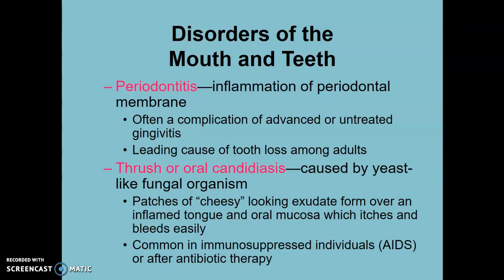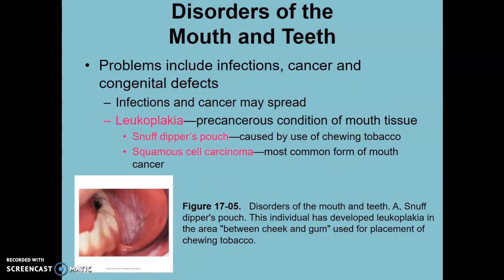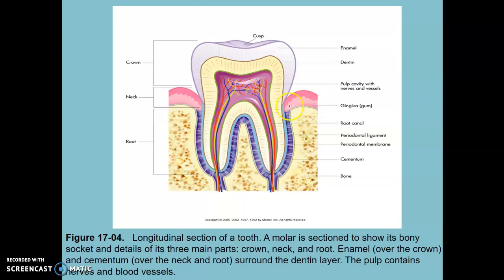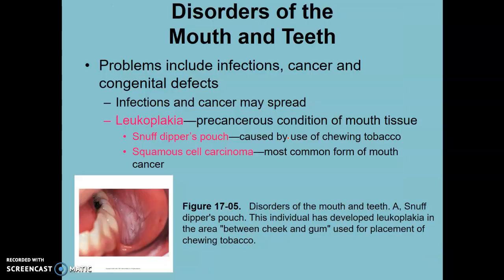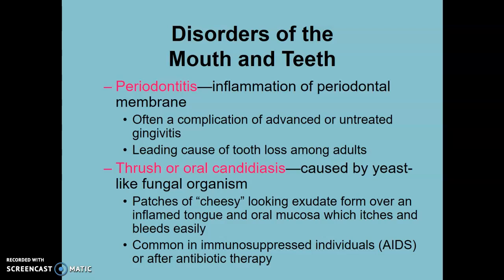Other disorders of the mouth: periodontitis is the inflammation of that periodontal membrane. So here's the gingiva. The periodontal ligament, the periodontal membrane, this is where you'll start seeing periodontitis. So it's an inflammation in that region there. And this definitely can lead to tooth loss because that means that the ligaments are affected, and the ligaments will loosen and the teeth can be released just by eating something as simple as a chip, right? Like a tortilla chip.